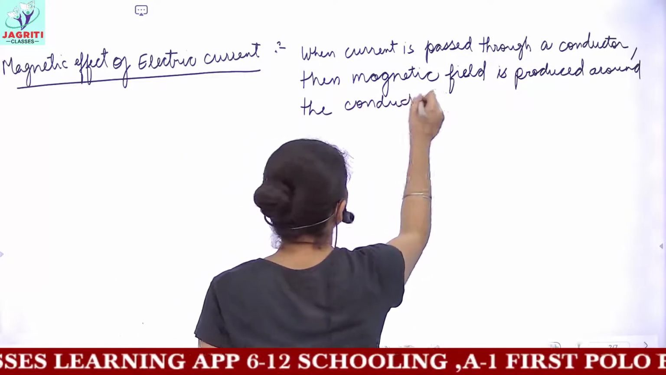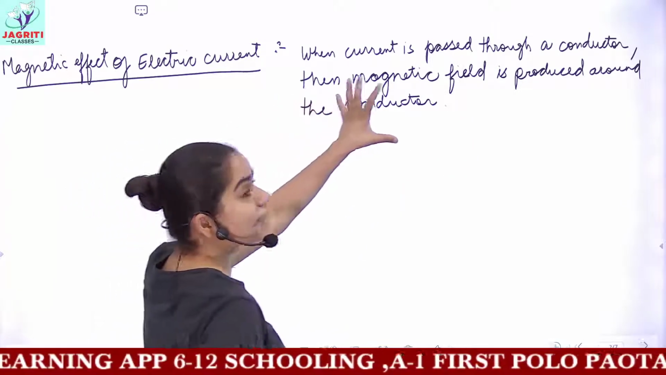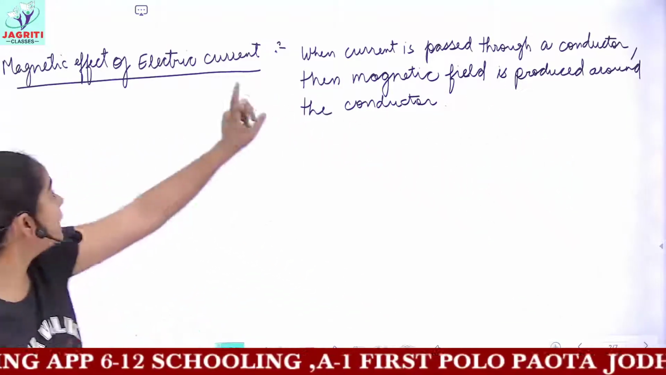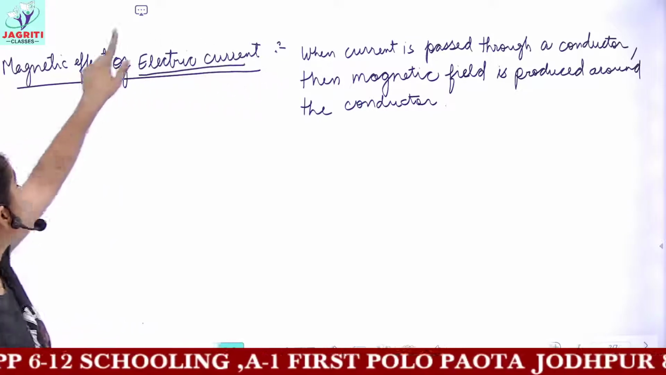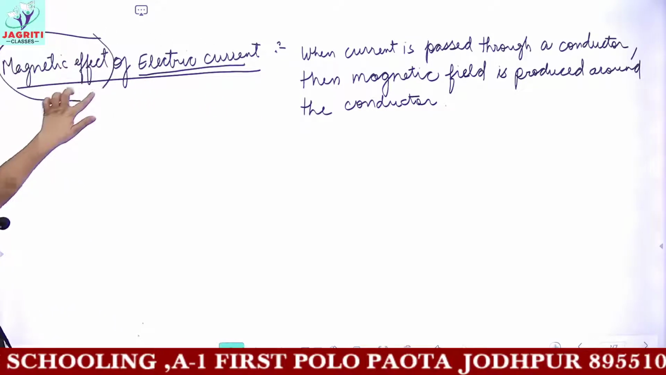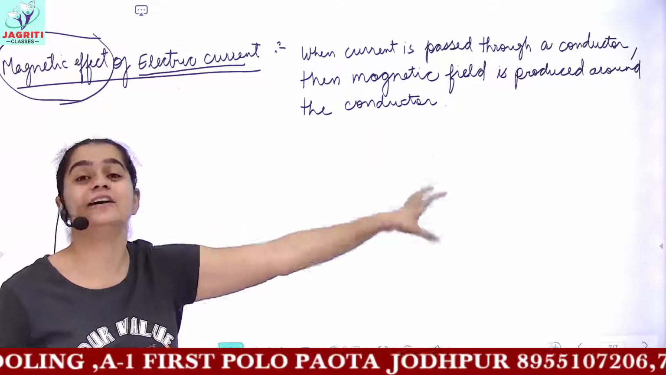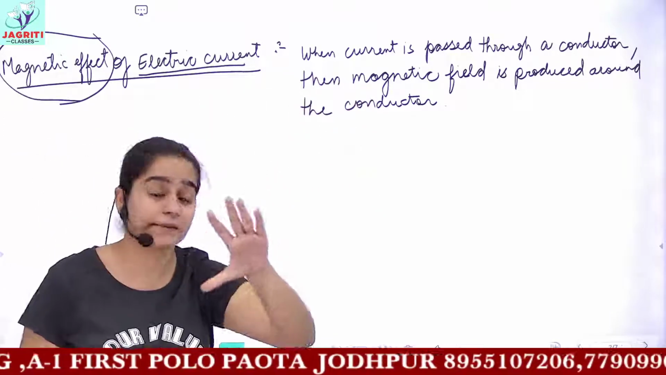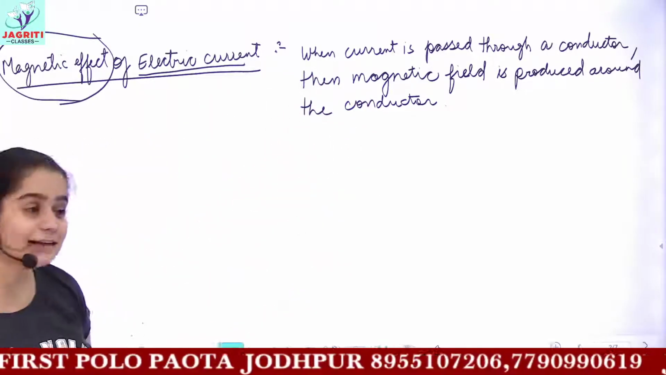But if you supply current, and this is known as the magnetic effect of electric current, due to the flowing current, a magnetic field is being generated around that conductor, or around that current-carrying wire. So this is basically the magnetic effect of current.